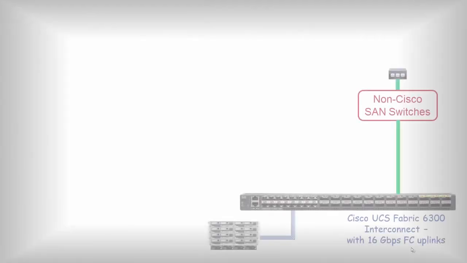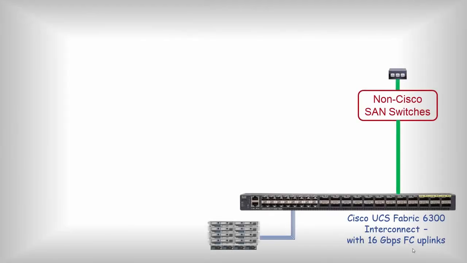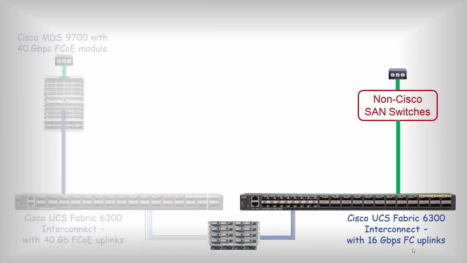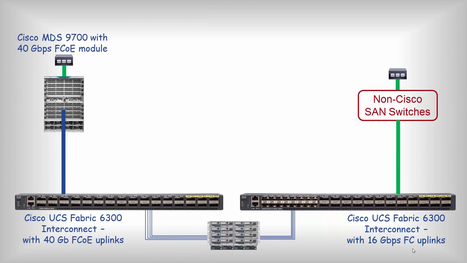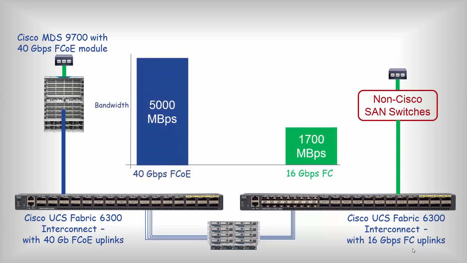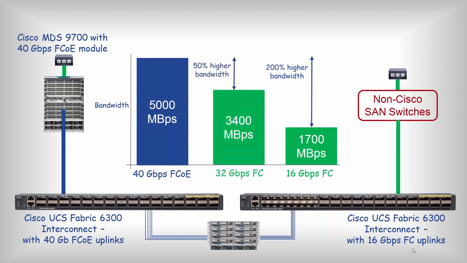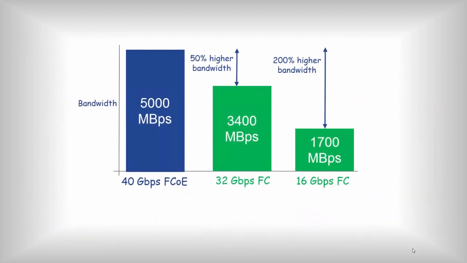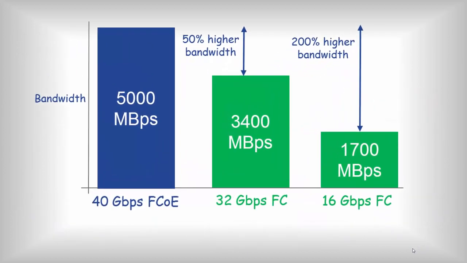With non-Cisco SAN switches, you can only have 16 Gbps uplinks from UCS Fabric Interconnects. With Cisco MDS switches, you can have 40 Gbps uplinks from Fabric Interconnects. This is a huge performance merit. Note that 40 gigabit FCoE is 200% more data rate than 16 Gbps Fibre Channel and 50% more data rate than 32 gigabit Fibre Channel. So it's still one single cable, but the performance is much higher.